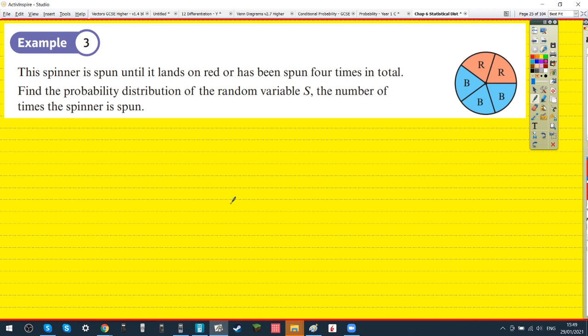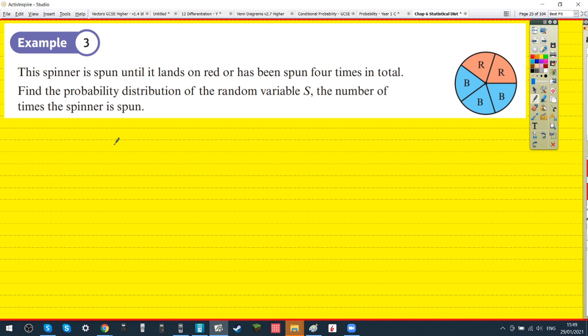Okay, so if it lands 4 times in total, does that mean that they've got 4 blues in total? I think that's the maximum. So the spinner is spun until it lands on red or has been spun 4 times in total. So we want the probability S, X equals S, the number of times it's spun.